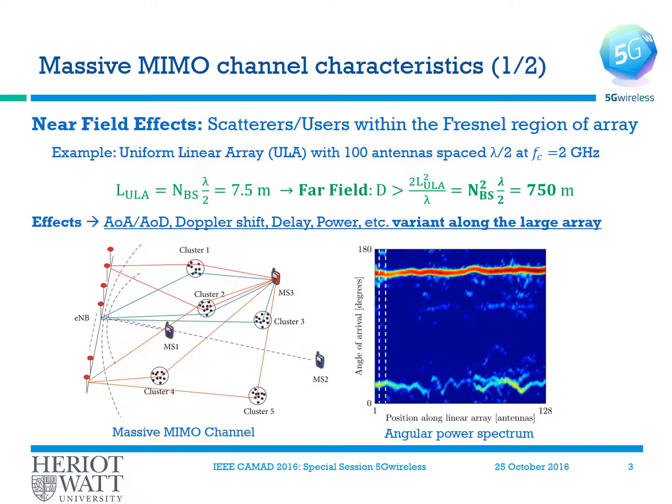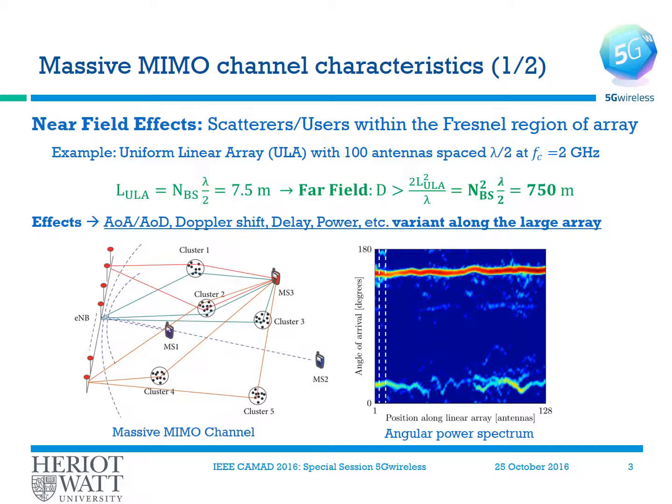Increasing the number of antennas without reducing the space between them, to avoid increasing correlation between channels, makes these arrays considerably large. This results in what has been called near-field effects, that is, the array is so large that many objects or users lie within the Fresnel region of the antenna.